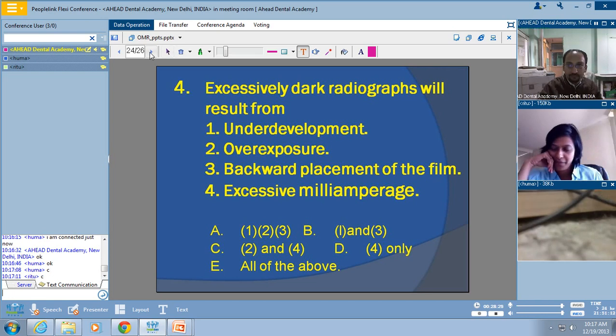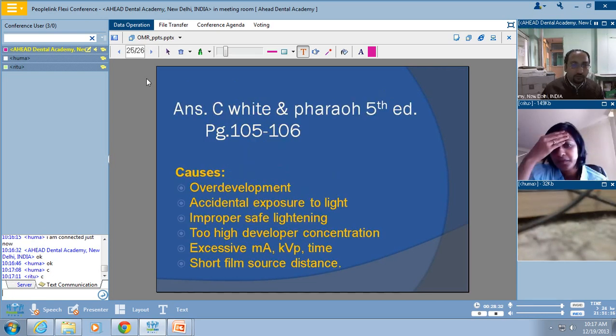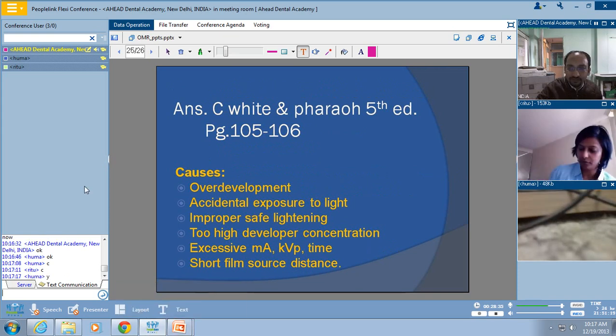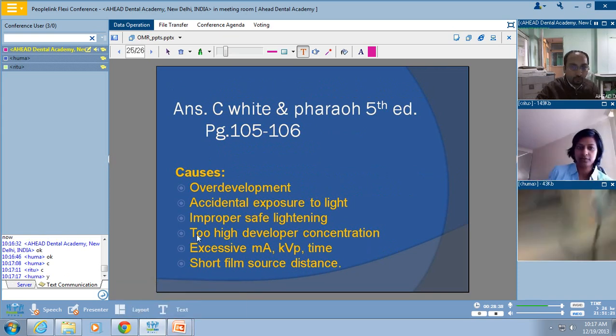Yes. Now, these are the other conditions in which we see overdevelopment: accidental exposure, improper safe lighting, too high developer concentration, all this stuff. So should we go on to the next question?